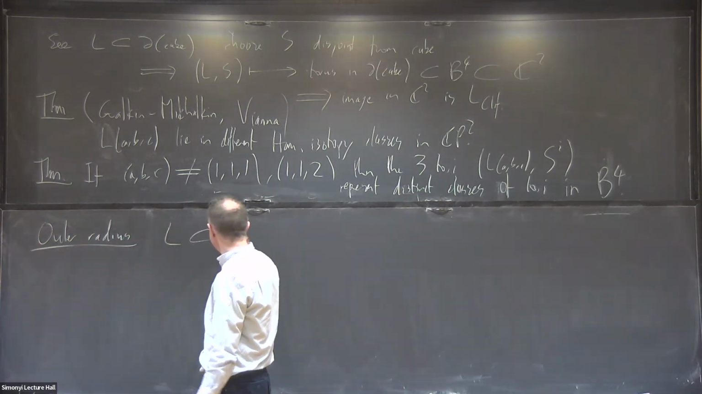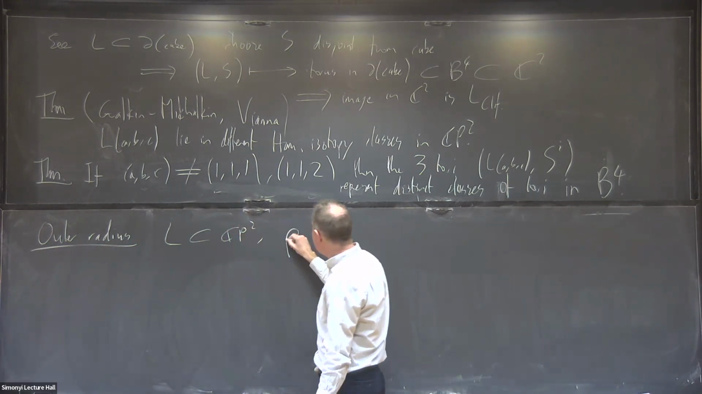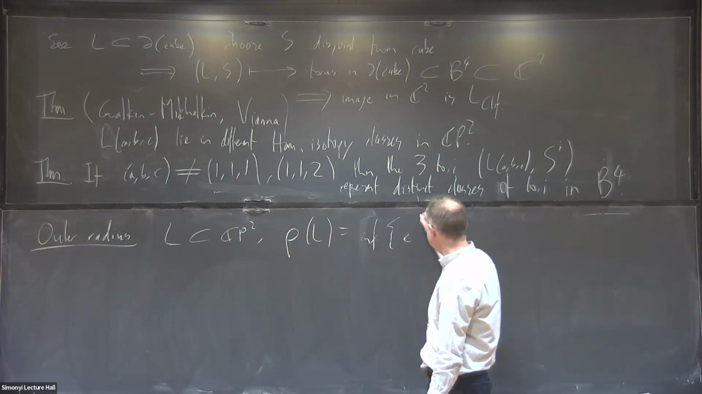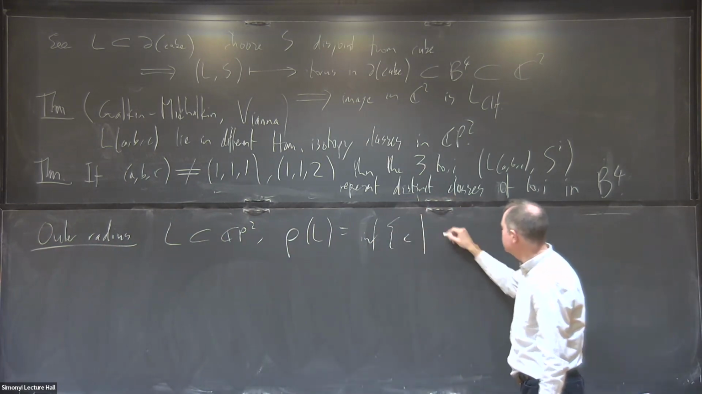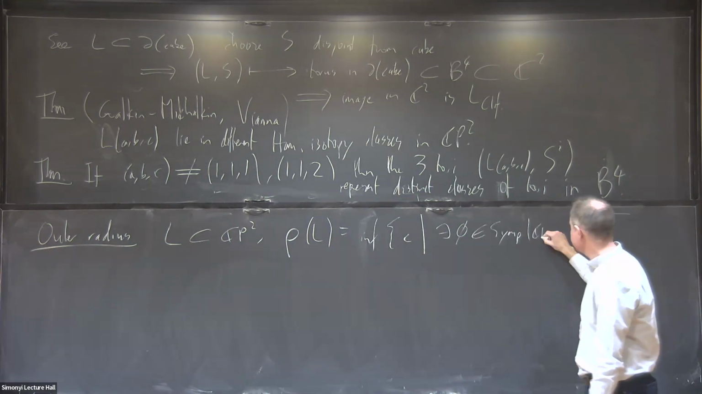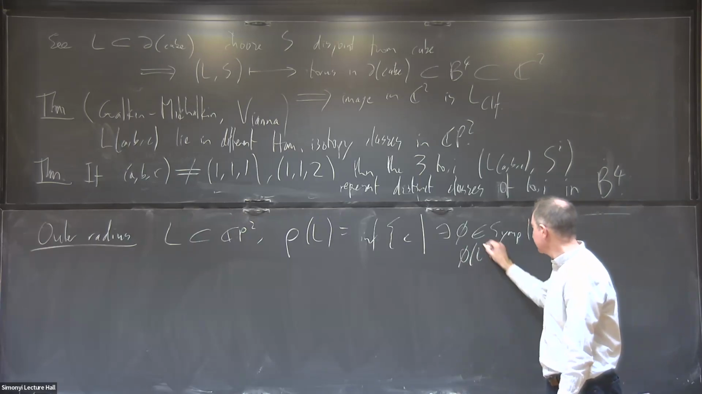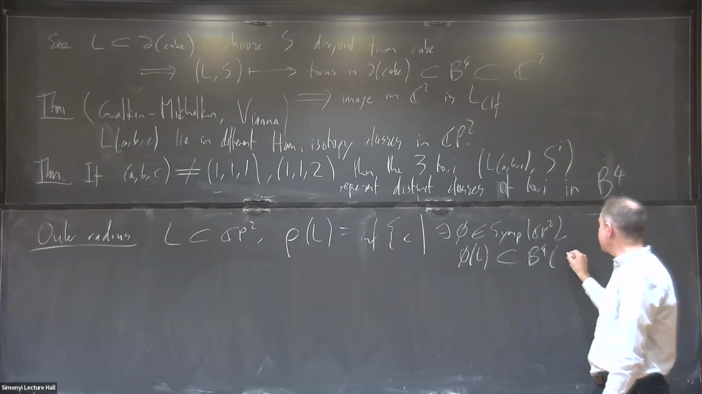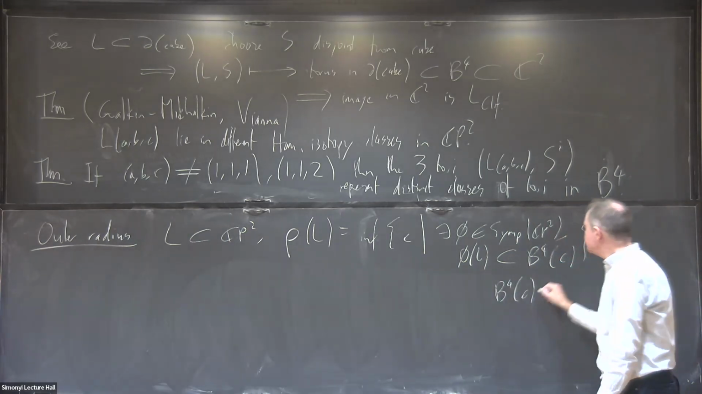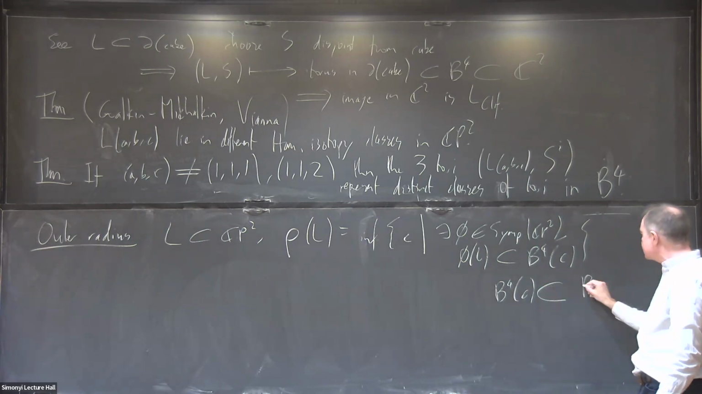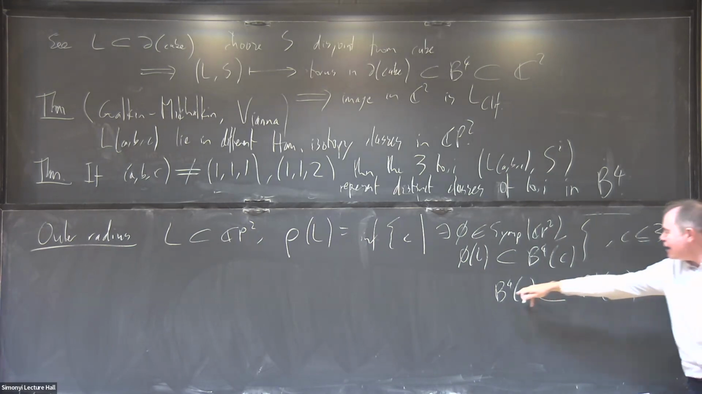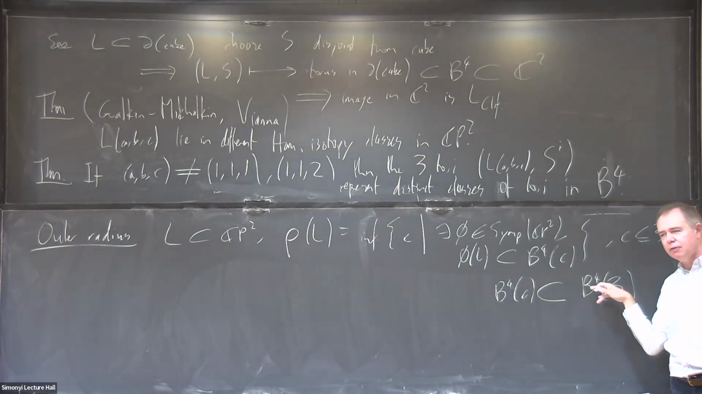So if we take L in CP2, we can define the outer radius of L. This is going to be an inf of C such that there exists a symplectomorphism phi of CP2 with phi of L contained in the ball of size 3. The C, sorry, right? So B4C, to fix things, this could be a fixed subset of the ball of size, so C less than 3 here, a round ball of capacity C inside the ball of capacity 3.